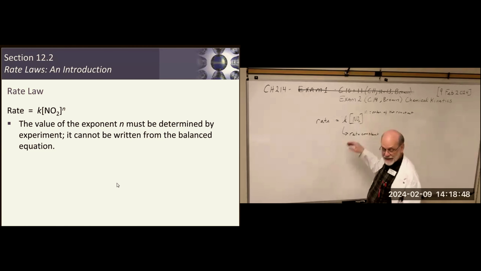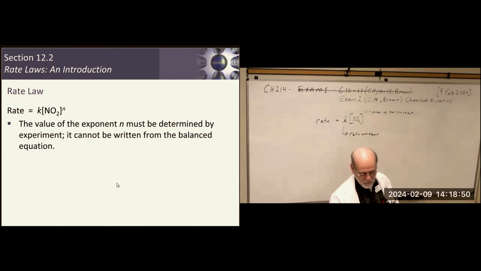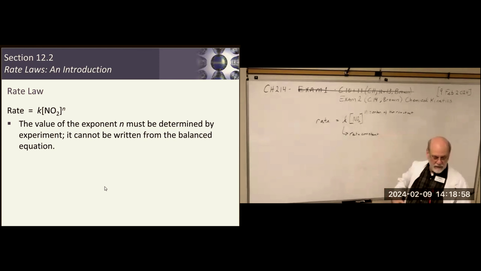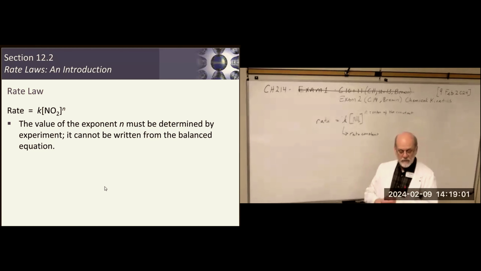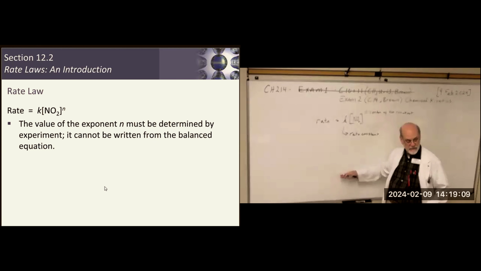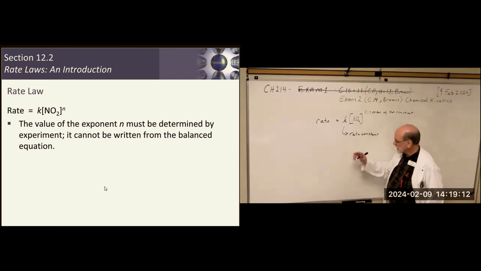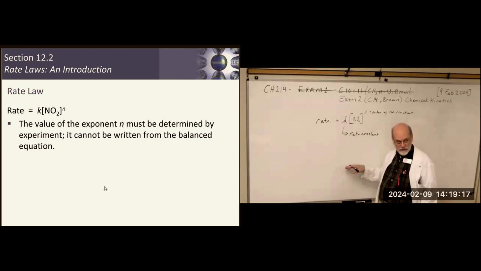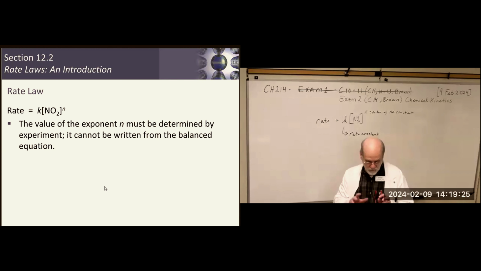And I'll say again, that n has to be determined experimentally. And we'll have a lot of fun doing that. You can't write it from the balanced equation. Now, I will say this, when we get to the point where we're talking about mechanisms, where that overall reaction can be broken down into elementary steps, and it goes step 1, step 2, step 3 to get from here to the end of the products, then we can use the coefficients and the elementary steps to deduce the rate law from those. So we'll get there.